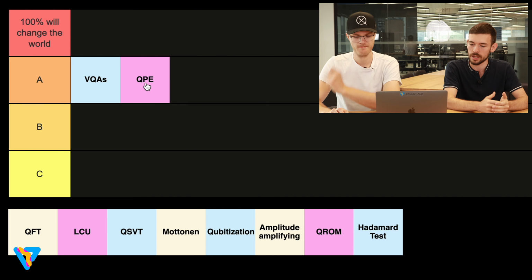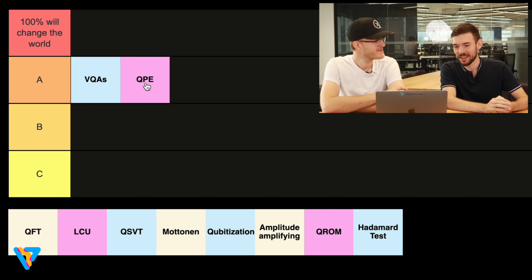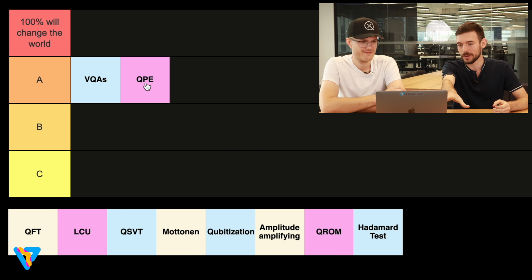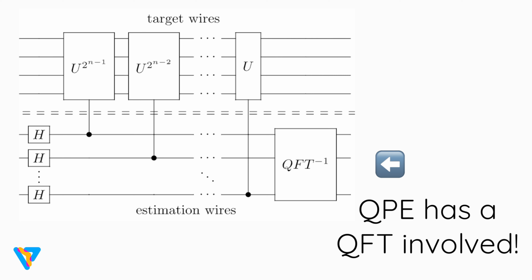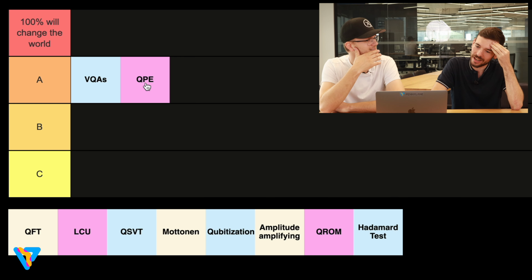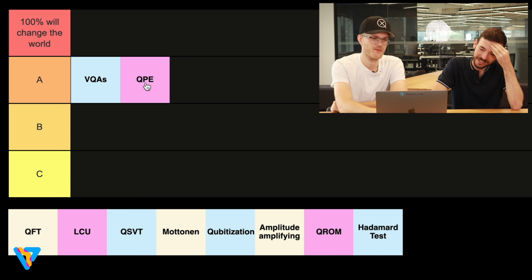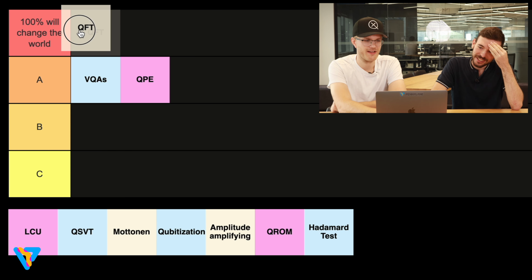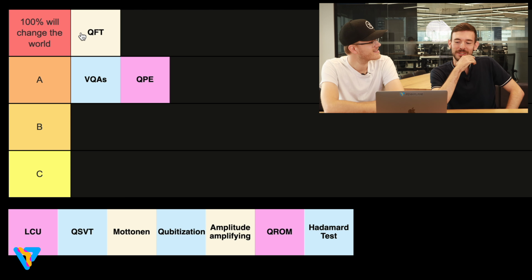Well, it's tricky because we really like quantum phase estimation, and QFT, the quantum Fourier transform, is a piece of quantum phase estimation. So without the quantum Fourier transform, we couldn't do quantum phase estimation. 100% will change the world. 100%. Yeah, so don't doubt it. So I'm thinking if quantum phase estimation should decrease to B, because actually the power. Ooh, okay, maybe we can leave that. If A is becoming too populated, we can bump quantum phase estimation down to B.